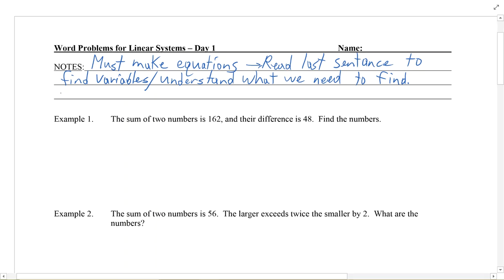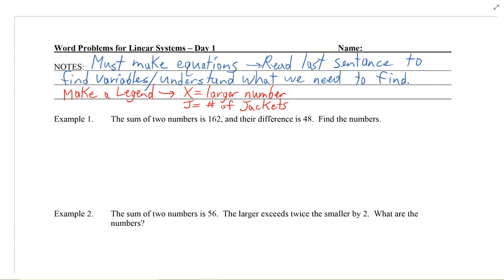Another part that's really important is you need to make a legend. For a legend, it can be something like x equals the larger number. Sometimes I like to use letters that are very descriptive if I can. For example, J equals the number of jackets. That's going to be really simple, isn't it? The letter helps you understand which variable, and keeps them separate. So you've got to make a legend.